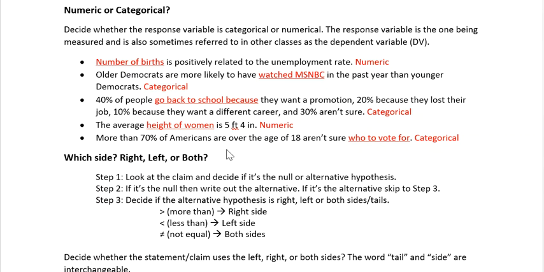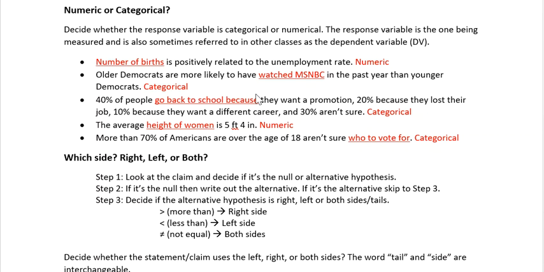More than 70% of Americans over the age of 18 aren't sure who to vote for. Well, that's categorical, because what we're measuring is who they want to vote for, whether it's Trump, Clinton, or a third party, but it's still categorical. So, numeric, categorical, make sure you look at these. The things that I haven't underlined here, you aren't going to have to do for the quiz.